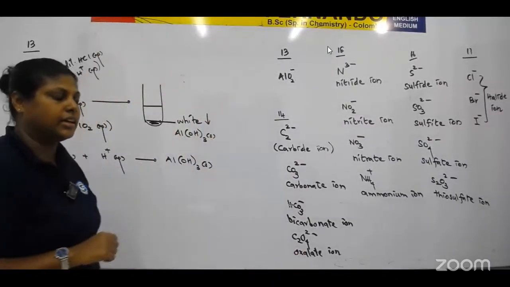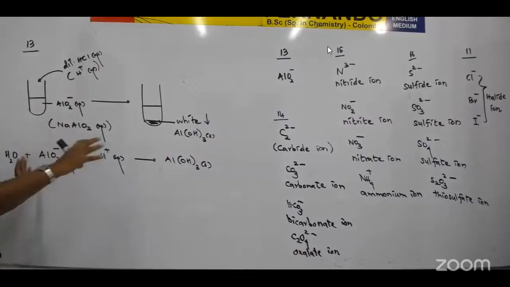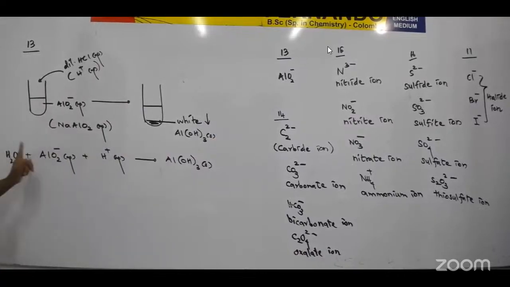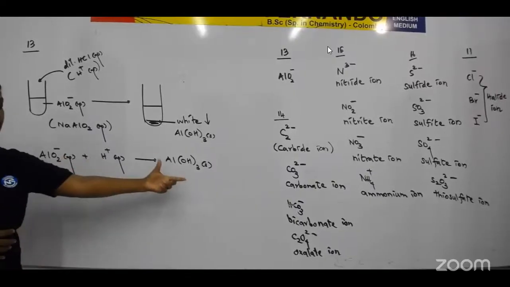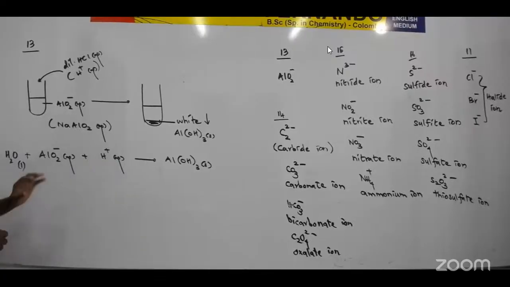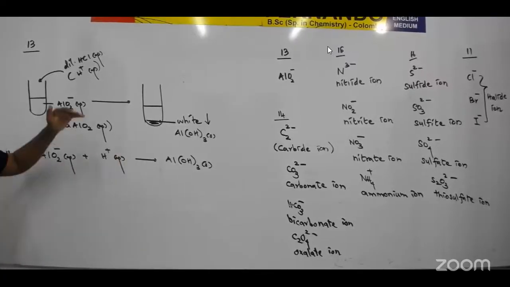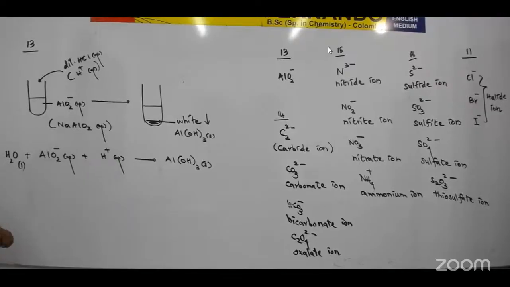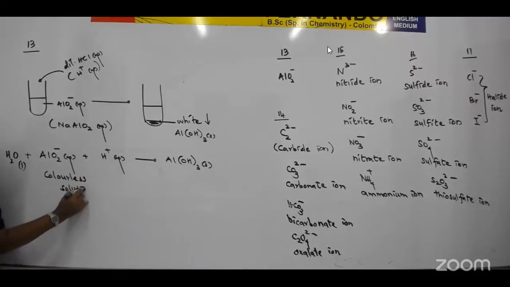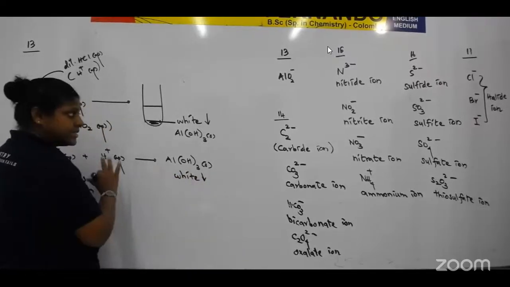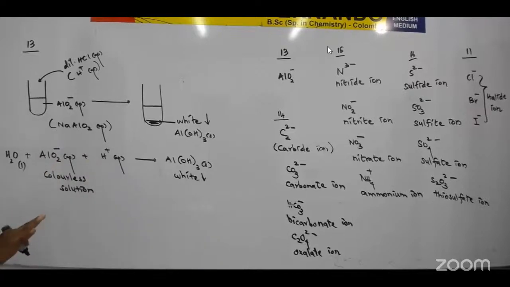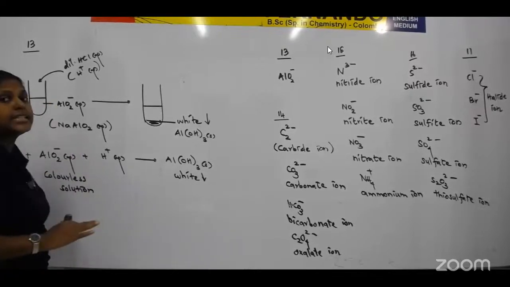And finally, check whether both sides have the same charges. Here 0 charge, here -1, here +1, totally neutral. The product side is also neutral. So this is the balanced reaction corresponding to the test. Got it? This is a colorless solution. This is a white precipitate. And this test alone is not enough to identify exactly that it is aluminate.